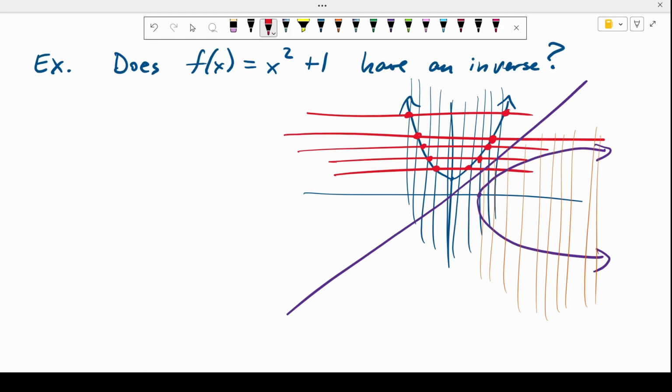The horizontal line test is a test of whether or not a so-called inverse would be a function. So no, it doesn't have a functional inverse. Now, it actually has a relational inverse, but that's another story for another day. As far as we're concerned, no, it does not have an inverse.